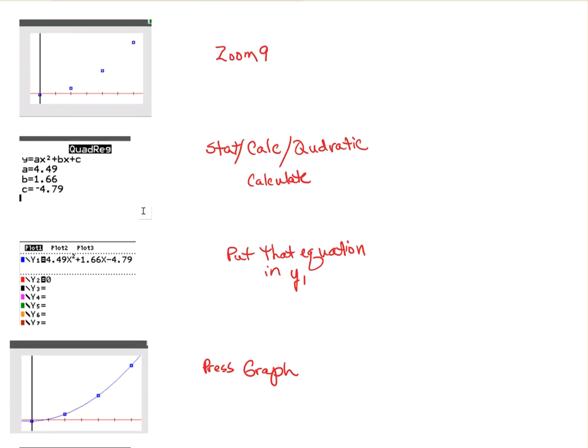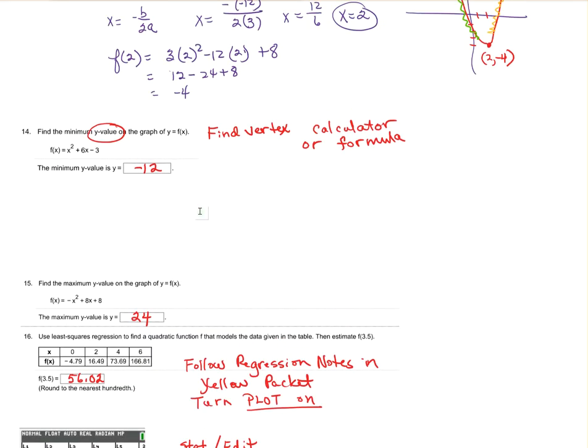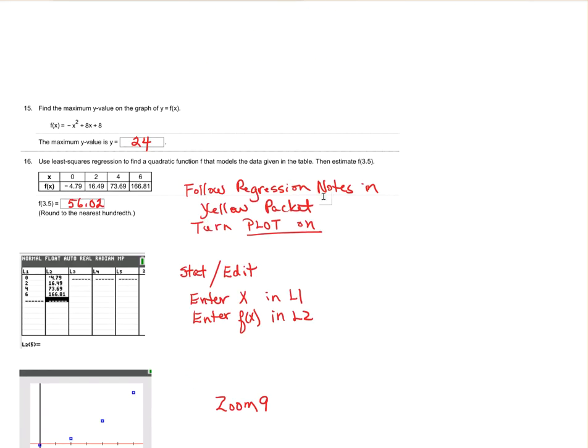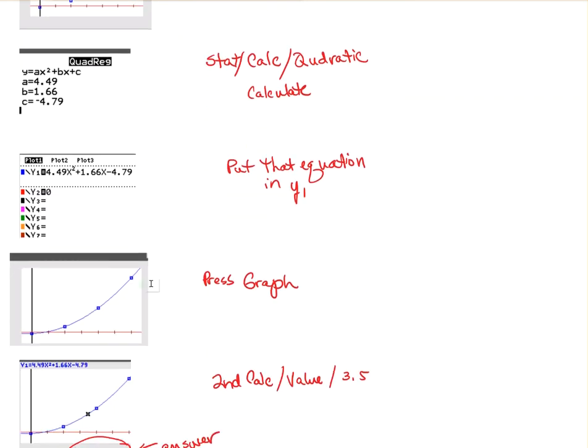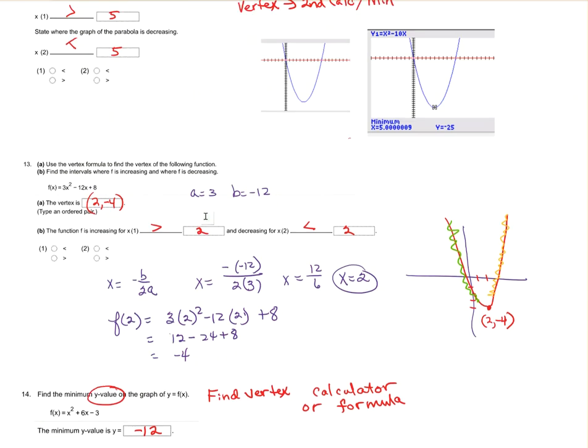So go over that regression. We will do that more, but use that regression notes page in the yellow packet and go through that, follow the steps. I've put most of the screenshots here for you, and that should get you going.